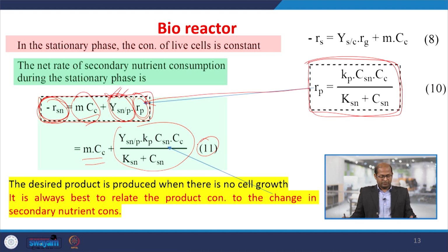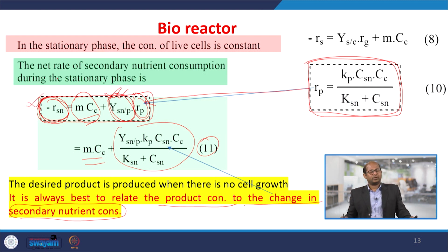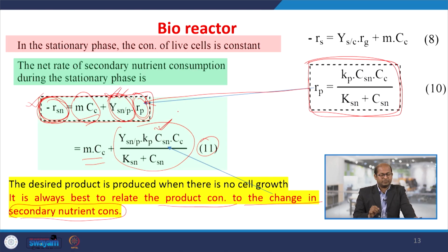Okay. The rate of the desired product produced when there is no cell growth is always best related to the change in the secondary nutrient concentration. So, here the product formation in the stationary phase is expressed in terms of the rate of secondary nutrient consumption. See here the concentration of the cells, this is the concentration of the secondary nutrient, and this is the yield coefficient for secondary nutrient per unit product formation. Okay.